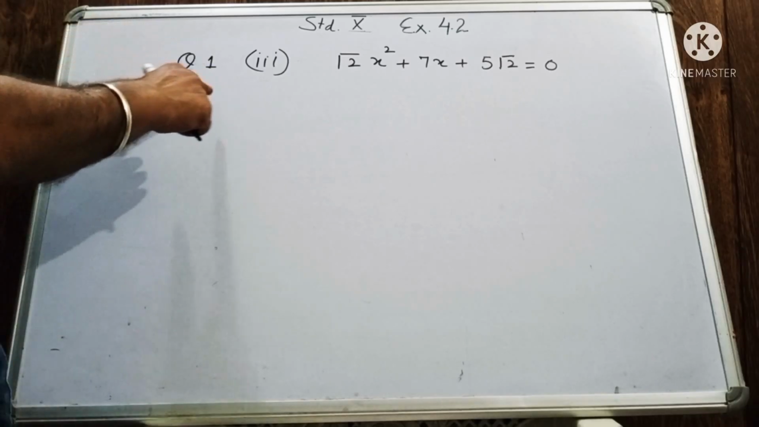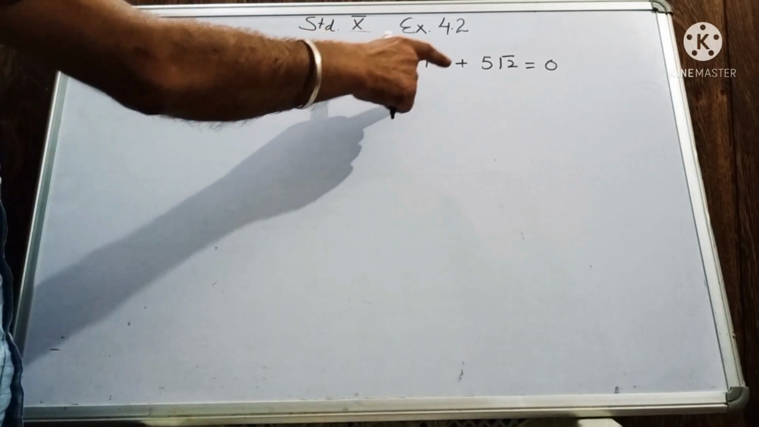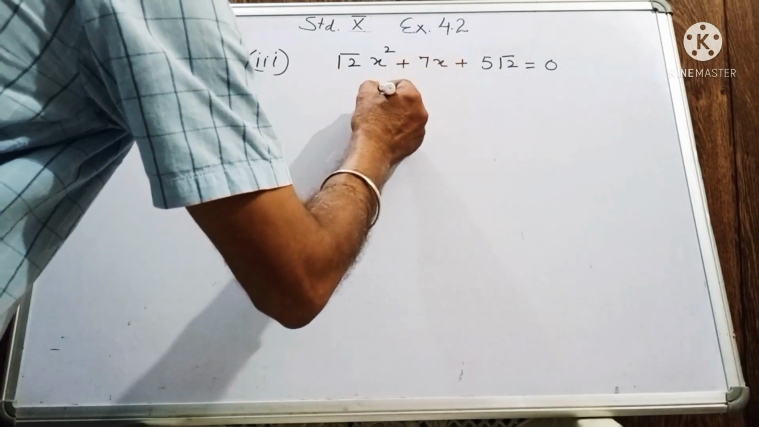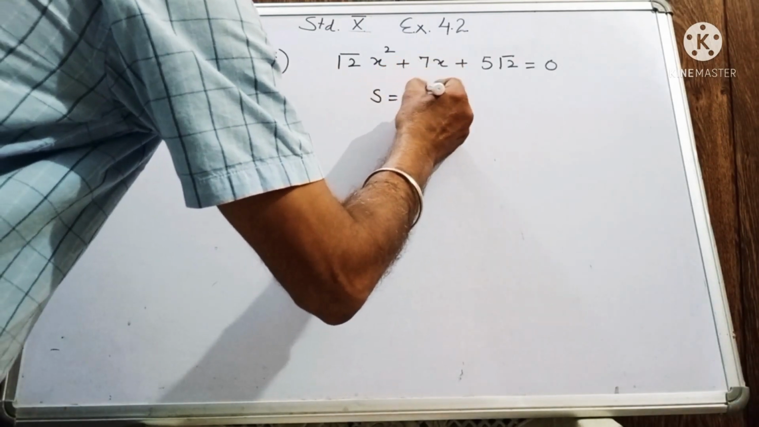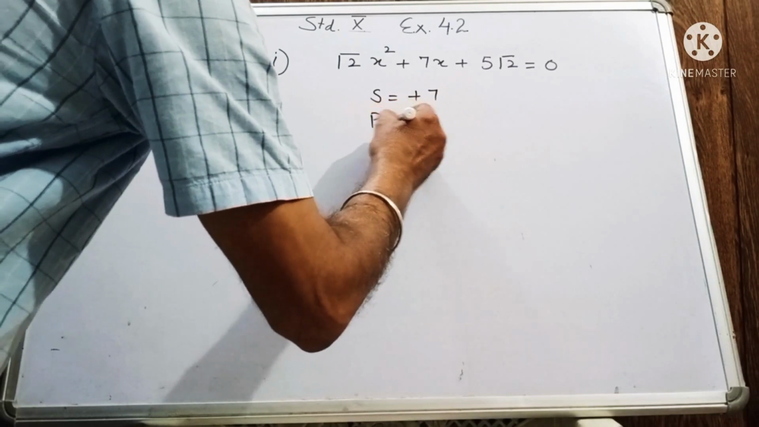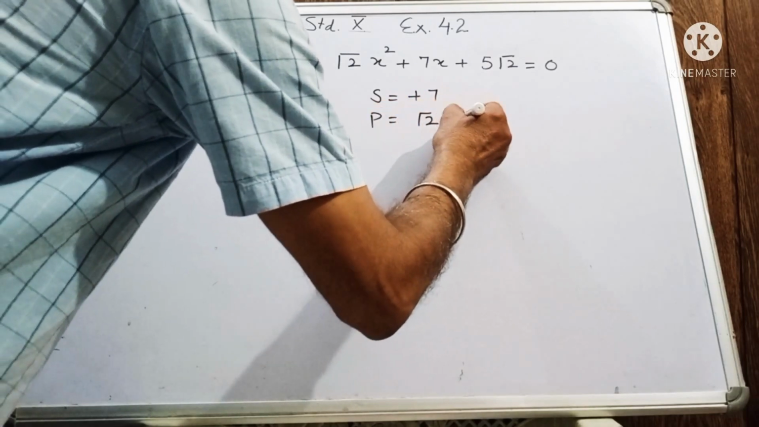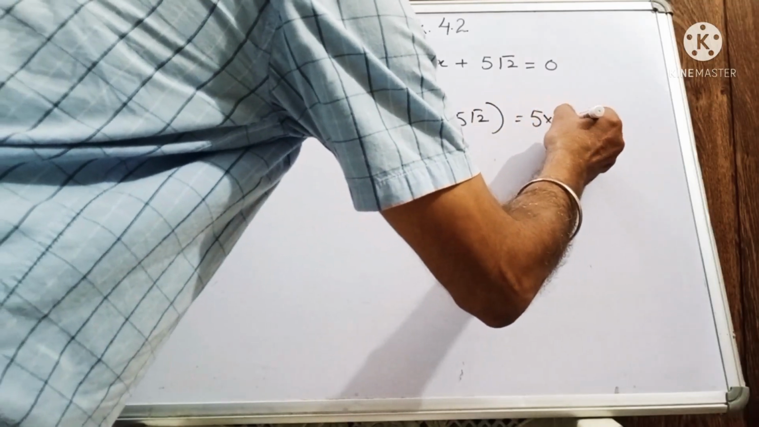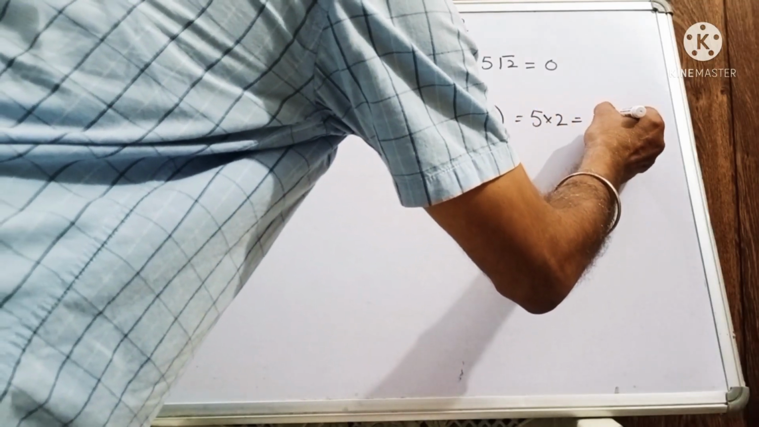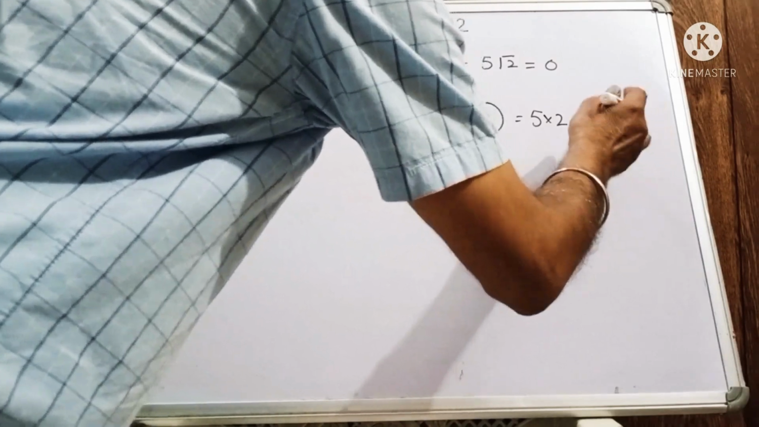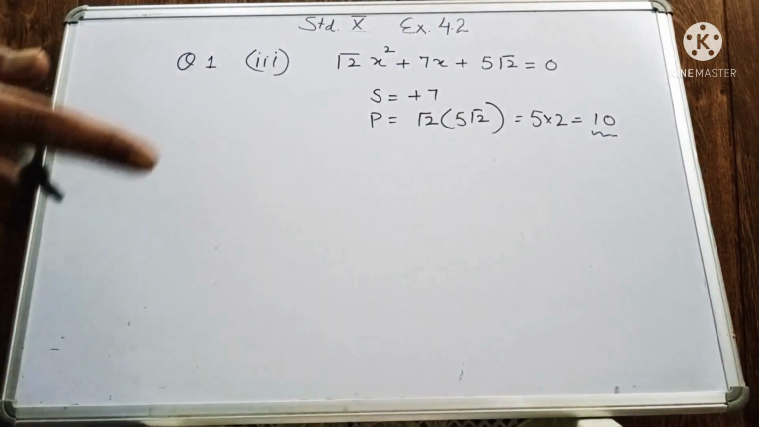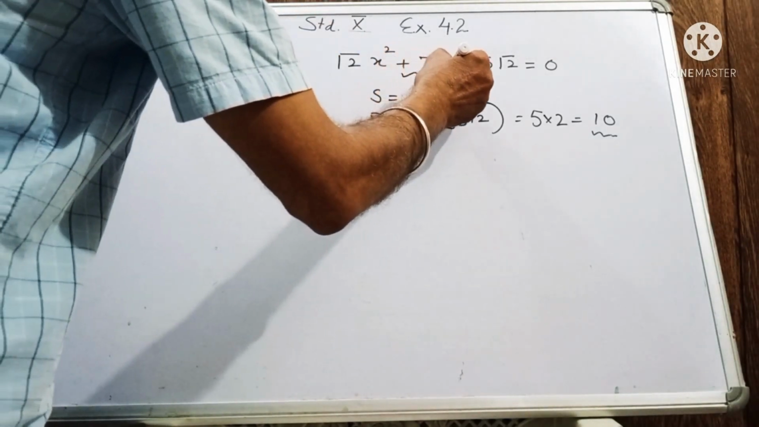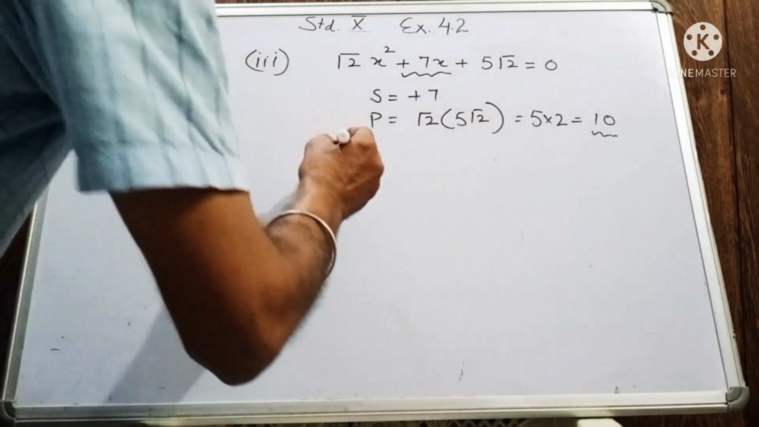Now we will do question number 1, part 3, under root 2x square plus 7x plus 5 under root 2 is equal to 0. We will find the numbers whose sum is plus 7 and product is under root 2 into 5 under root 2, that is 5 into 2 is equal to 10. Now these are very easy numbers. You know the numbers are 5 and 2. We will split the middle term according to the numbers.